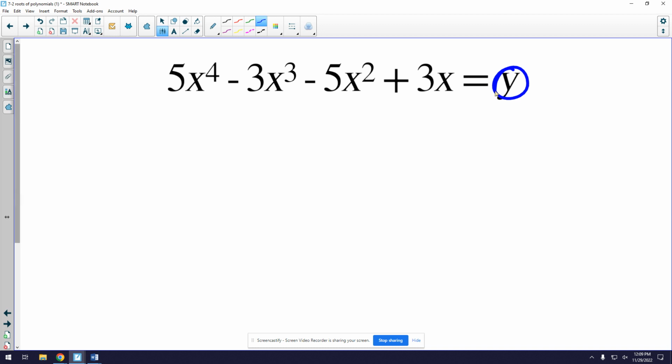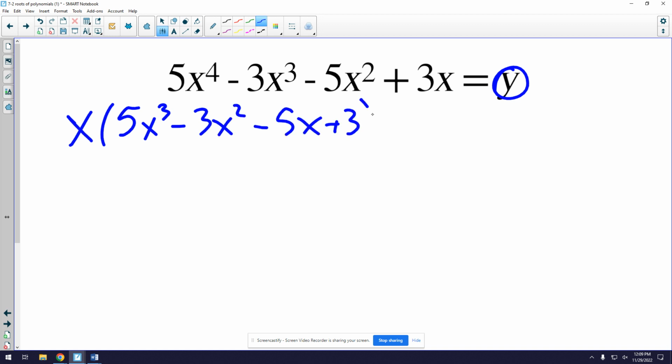So you take out an x, and then that's going to give you 5x to the third minus 3x squared minus 5x plus 3 equals 0. We have factored, but we have not factored completely. We need to continue. Inside your parentheses, that is a 4-term polynomial. So we are going to try to factor by grouping.